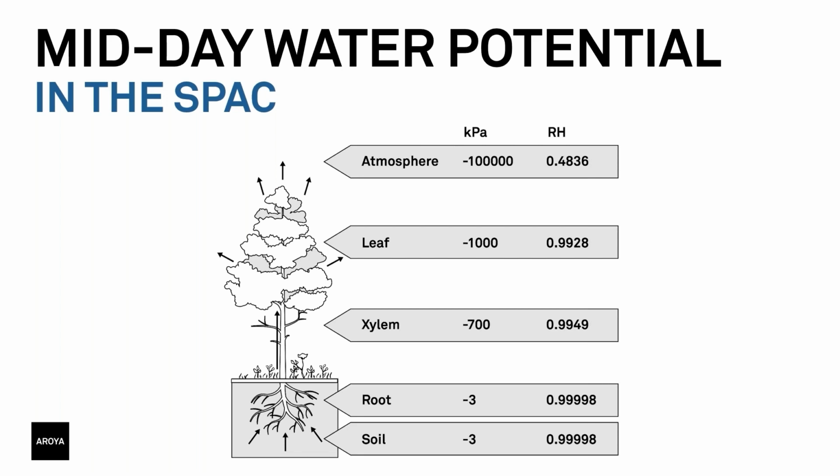Significant drop, though, occurs as the water moves across the root endodermis. So the humidity there we show as 99.49%. Inside the leaf, it's a little lower at 99.28%. But the big drop is in going from the leaf to the atmosphere, where we show it at 48%. Now, this is just a hypothetical example, but the values that we have here are typical of what we might find in a well-watered plant.